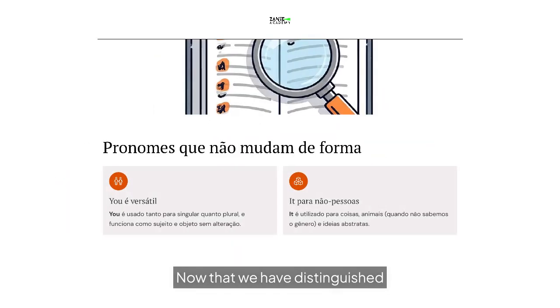Now that we have distinguished between subject and object pronouns, let's focus on some unique pronouns that don't change form. The first one we'll explore is "you."